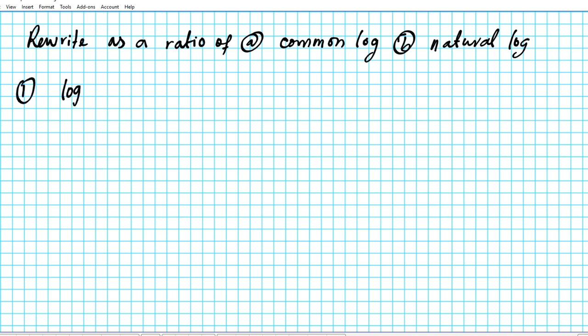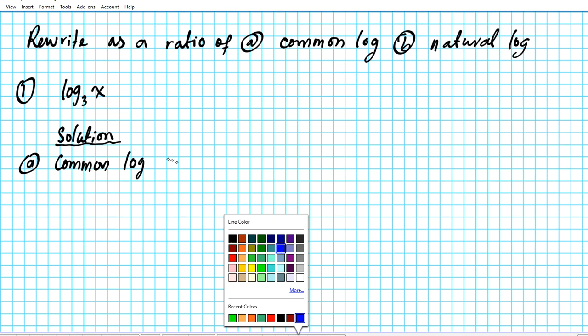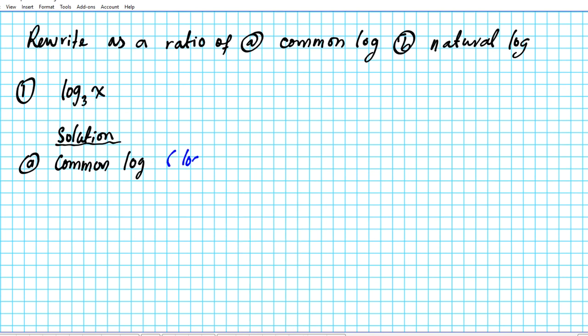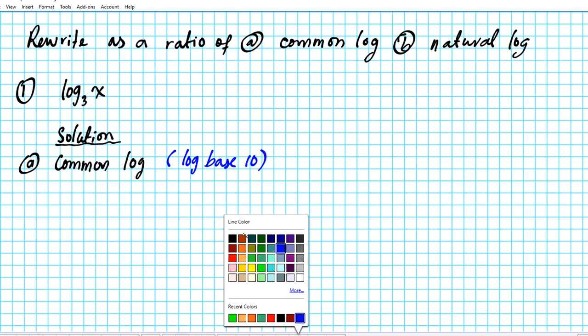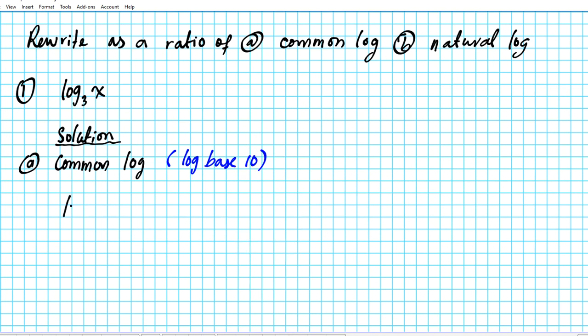Let's say we have log base 3 of x. So we'll start by writing it as part A, a ratio of common log. Okay, common log. Now, what base does common log refer to? If you're talking about common log, you have to remember that that is log base 10. Okay, so the goal for problem 1 is to write log base 3 of x as log base 10.